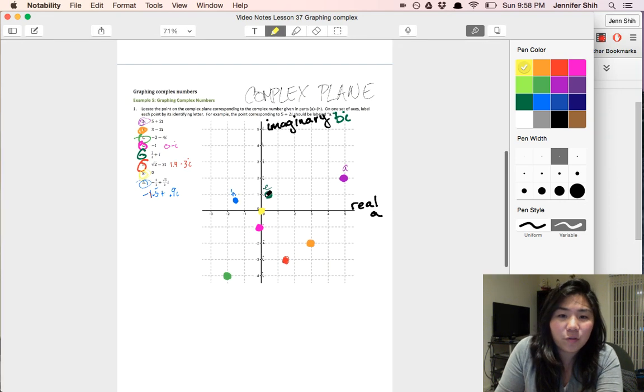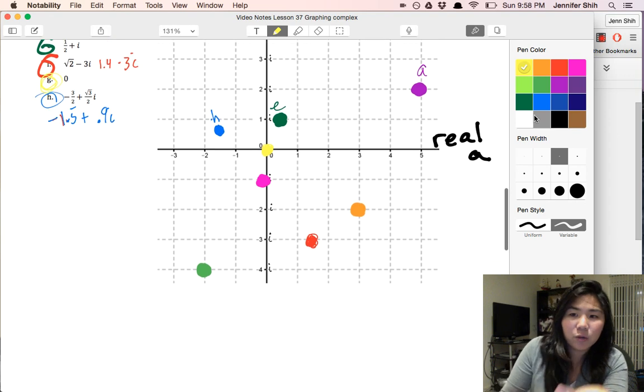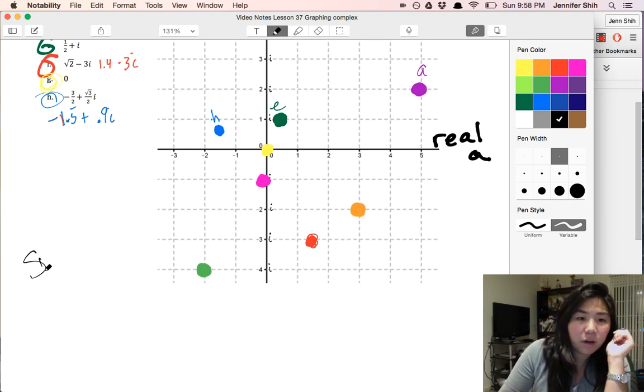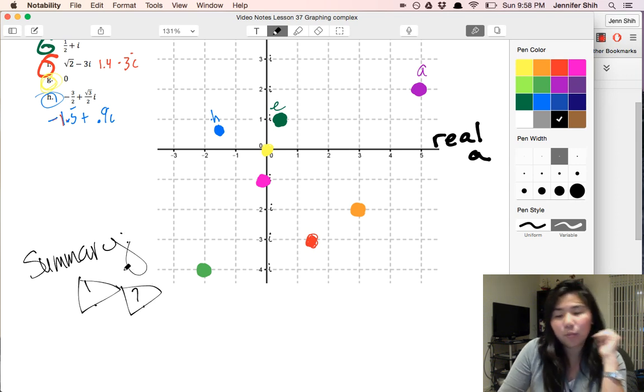Hopefully this part was very straightforward. What you can do now is write your summary. Fill in your caution signs and your question marks, and then bring them to class tomorrow.